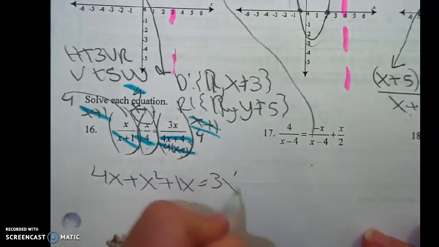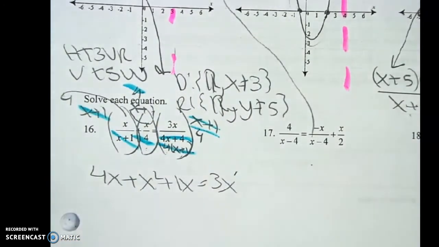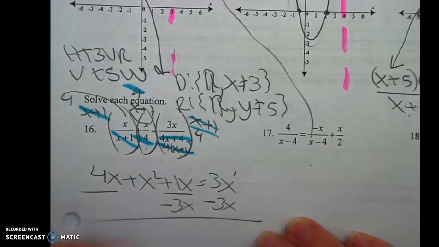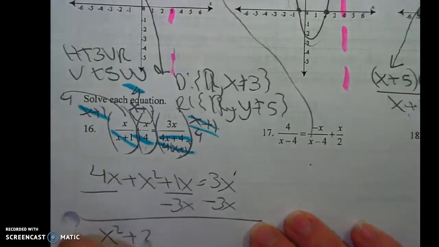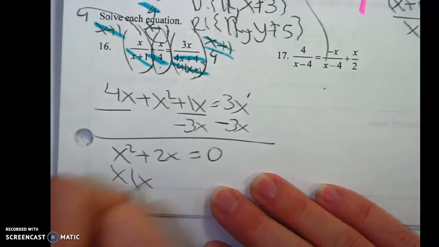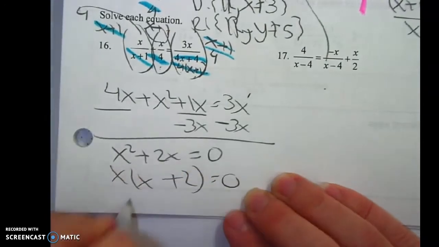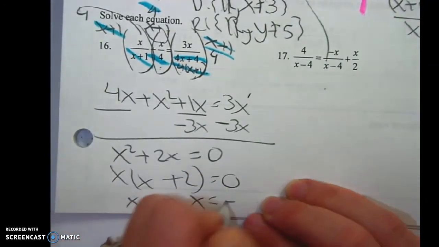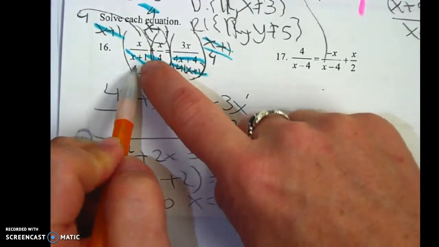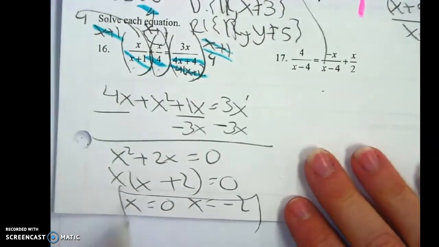So it just equals 3x. Anytime you have a squared, you set it equal to 0. So you put these two together. Subtract from 3x. Take out an x. X equals 0. X equals negative 2. Plug it back in. What would make it extraneous is negative 1, but you didn't get that, so you're good to go.